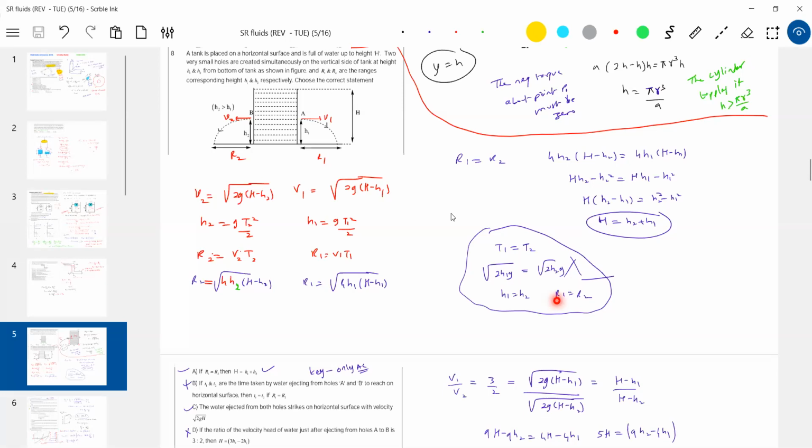Option A is also wrong, sir. What happened? A is also wrong, no, sir. Sir, if R1 is equal to R2, we have two possibilities: capital H is equal to H2 plus H1, or H2 is equal to H1. They give H2 is greater than H1 in the question. Then okay, sir. B is also possible, no sir. If H1 equal to H2, R1 equal to R2, no sir, in this equation.